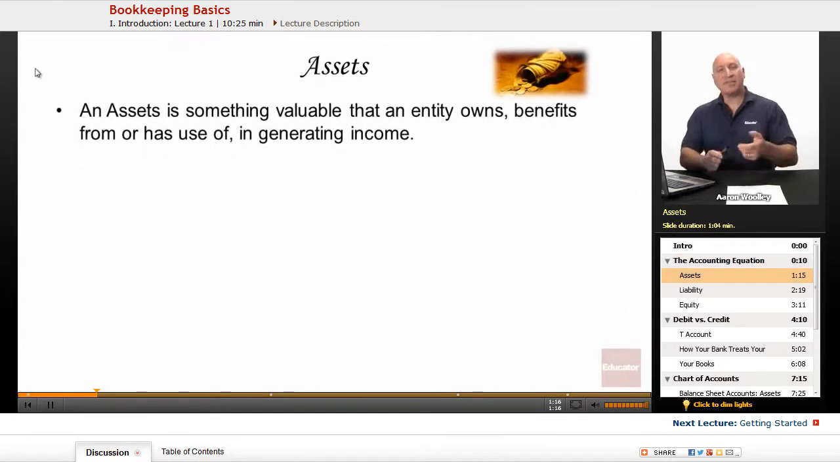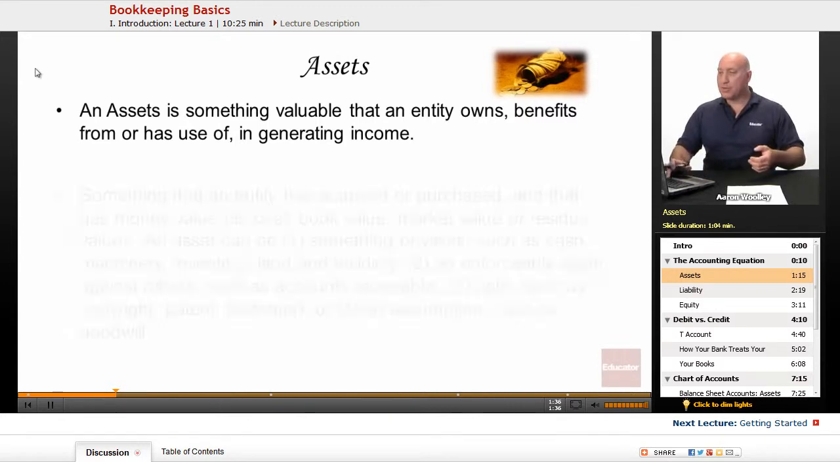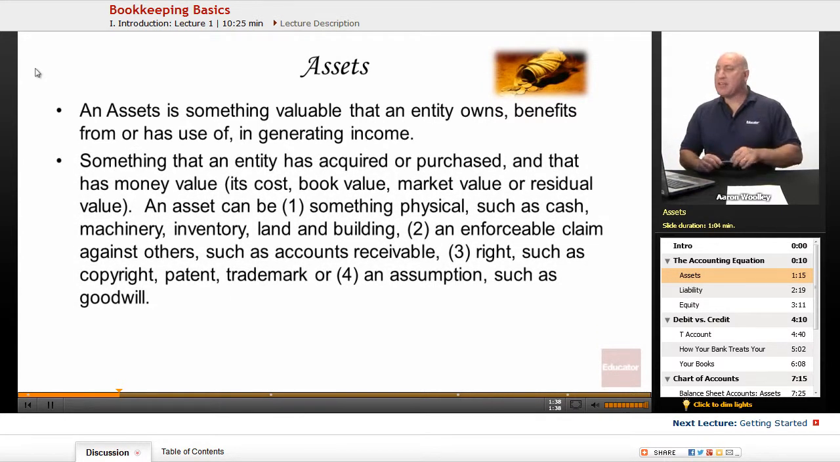So assets. An asset is something valuable that an entity owns, and we benefit from or have use of that particular asset to generate income. So an asset truly is a tool that we can use to generate income. A vehicle, a truck, cash, money, those are all assets. It's something that an entity has acquired or purchased and that has money value, its cost or book value, market value, or residual value. An asset can be something physical, such as cash, machinery, inventory, land, and building.